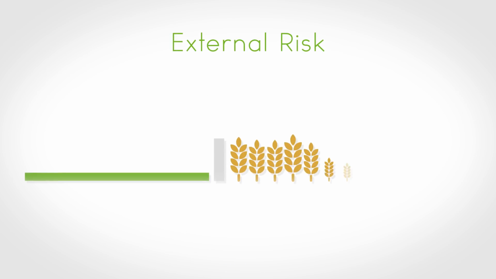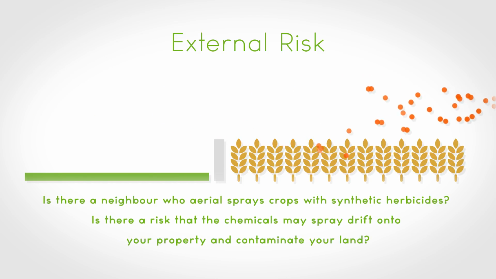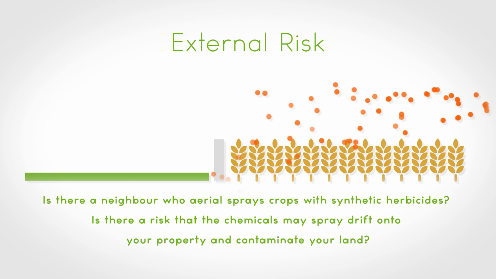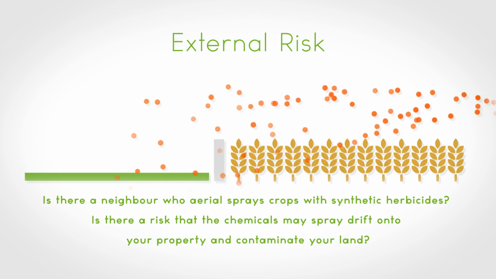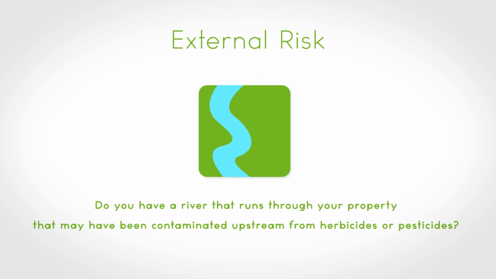Let's look at external first. For example, is there a neighbor who aerial sprays crops with synthetic herbicides? Is there a risk that the chemicals may spray drift onto your property and contaminate your land? Do you have a river that runs through your property that may have been contaminated upstream from herbicides or pesticides?